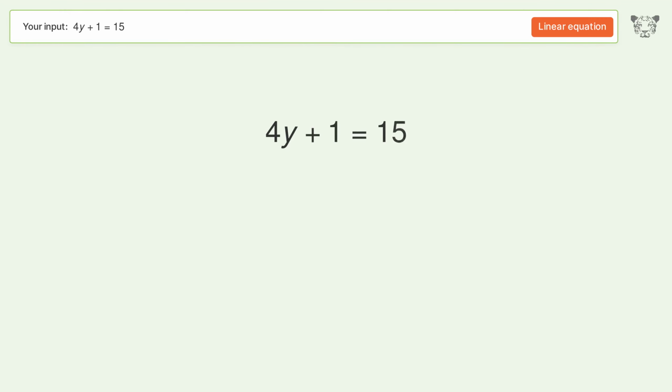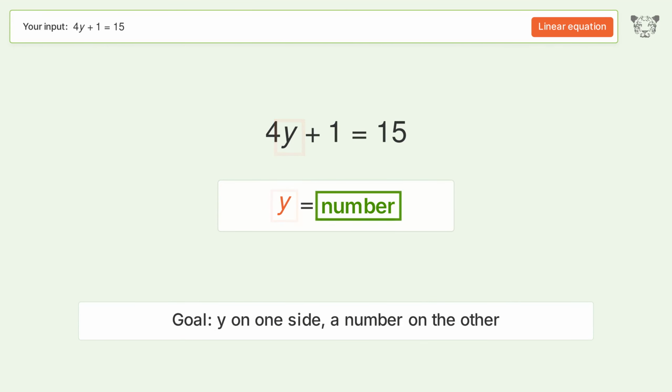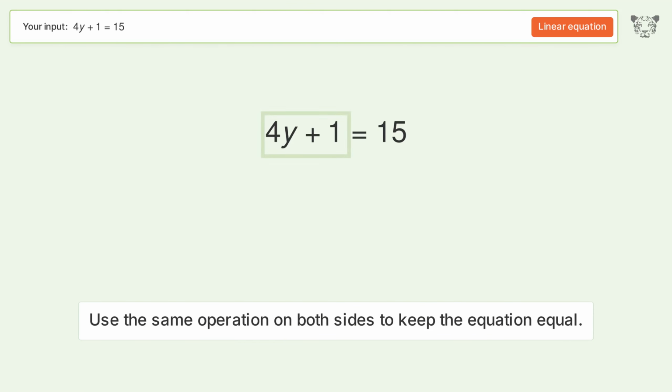Here is the linear equation we are asked to solve. 4 times y plus 1 equals 15. Solving means leaving the variable alone on one side, with a number on the other. Let's do this step by step. Use the same operation on both sides to keep the equation equal.